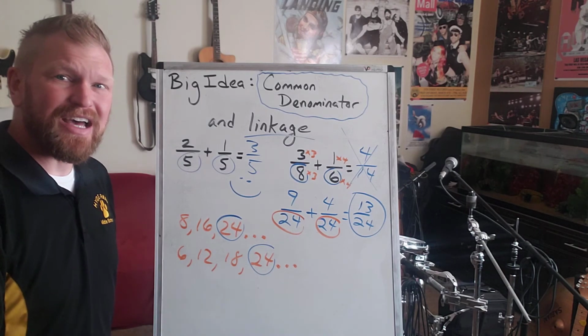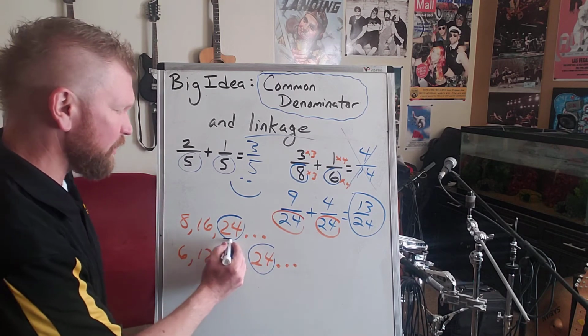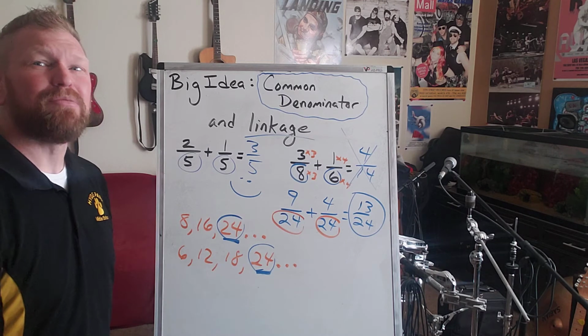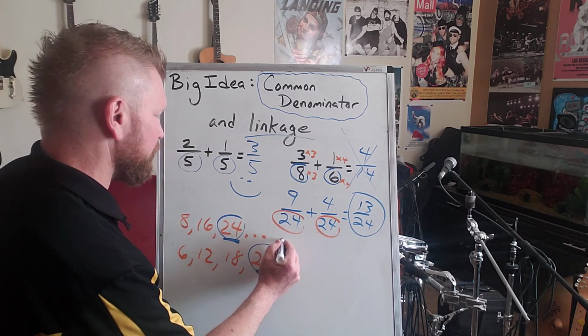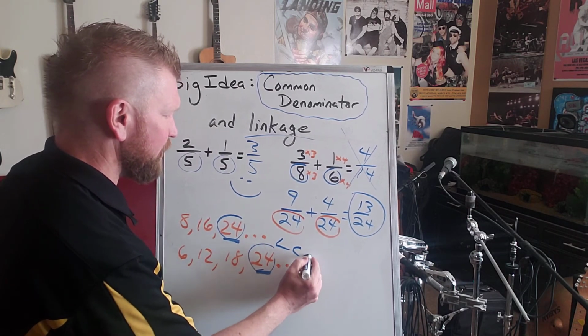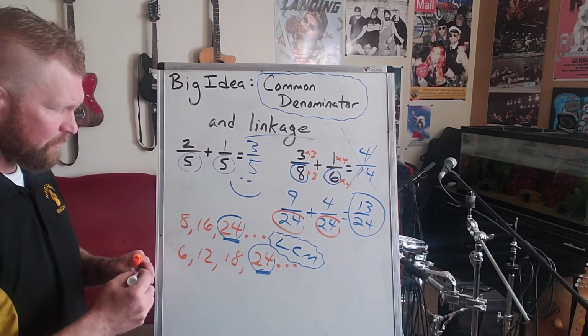Now, what skill is that called? When you think of these numbers for 8 and these numbers for 6, and you find the one that's the same, there's a skill that the students have already learned before they got to adding fractions. And that skill is the least common multiple, LCM. So least common multiple is what we used to find that common denominator.